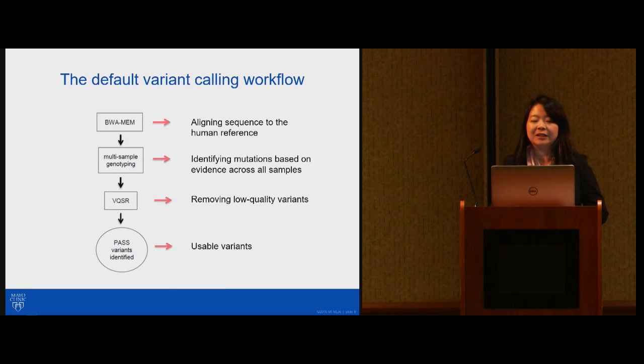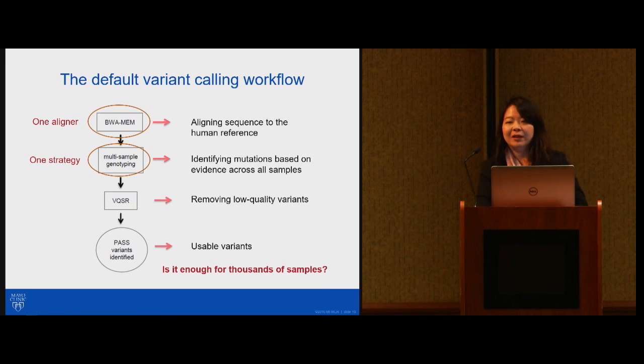So let's first reveal the current default variant calling workflow. And this can be summarized into 4 stages. The first step is sequence alignment. In other words, at this stage, we align the sequence of our samples to the human reference. The recommended tool for alignment is BWA-MEM. Following alignment, the next step is multi-sample genotyping. At this stage, we identify mutations from our samples based on evidence across all samples. Following that, we do variant filtering to remove low-quality variants. And after that, we end up with a list of usable, high-quality variants.